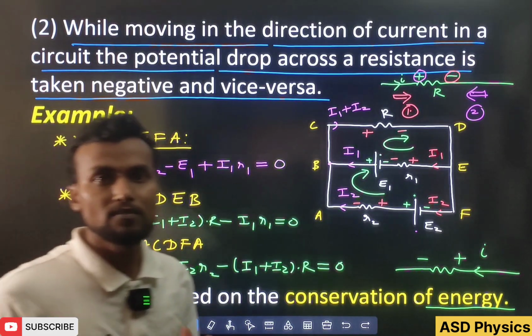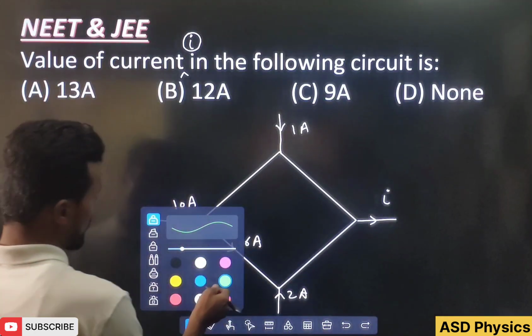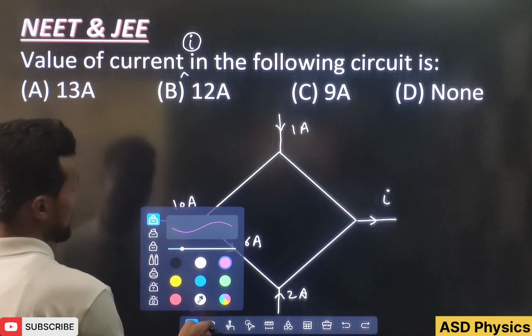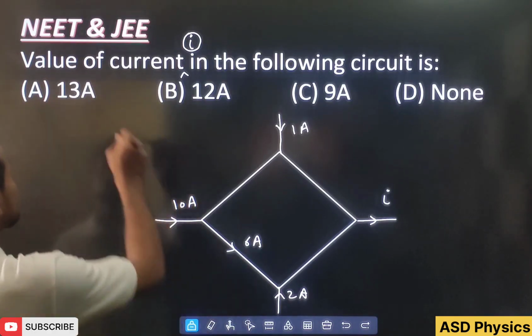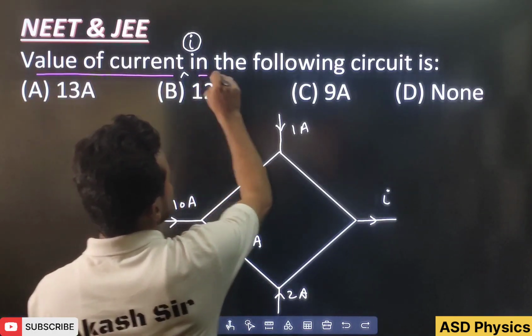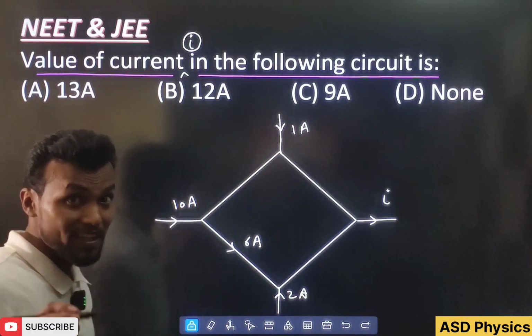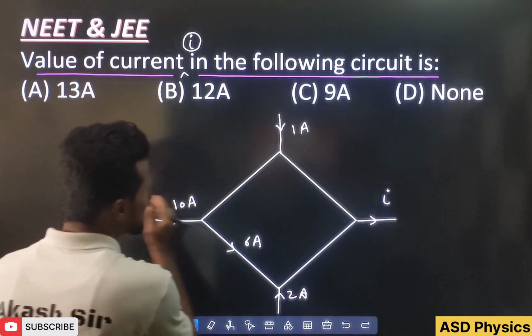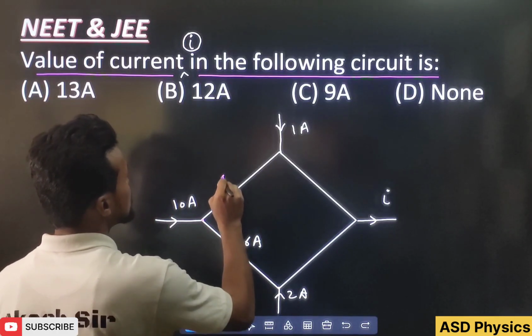Now students, after that we'll go ahead. Okay, now see, students, the question is this, important for NEET and JEE. The question is: value of current in the following circuit is how much? This circuit is given, just apply the KCL. Is it? So see here, this 10 ampere is coming here. Okay, 6 ampere went this side, that means here how much is it, students?